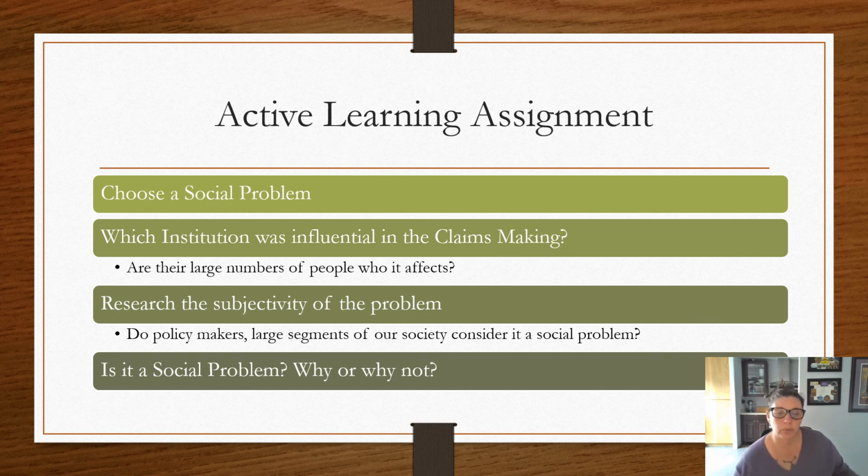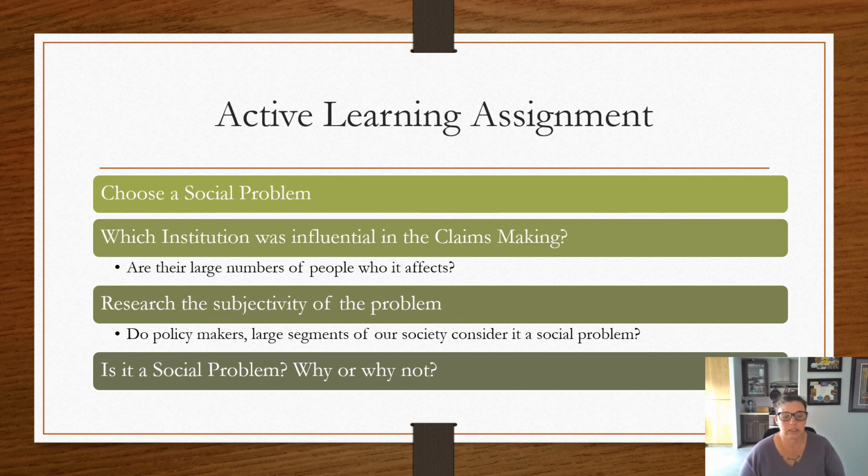Okay, so if we were in class, we would do an active learning assignment. We're probably going to move this into a Flipgrid assignment. And so what I would ask you to do is to choose a social problem. This would be something akin to your project that you're going to do this semester, but you can use anything. Think about what institution has or is the most influential in making the claim that it's a social problem.